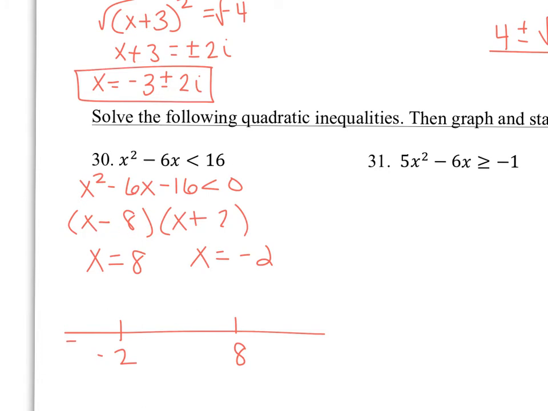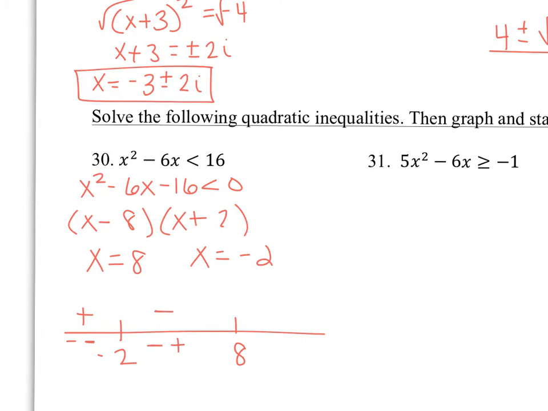And if I plug in negative 3 plus 2, that's going to be a negative number. And a negative times a negative is a positive. So now I'm going to pick a number between negative 2 and 8, so 0. If I plug in 0 to the first parentheses, it's going to be negative, and in the second, it's going to be positive. So I have negative and I have positive, which will be negative.